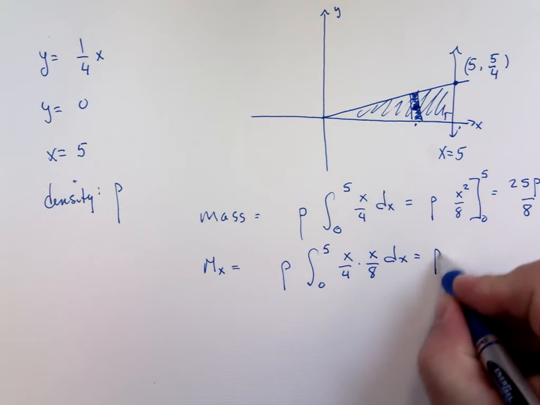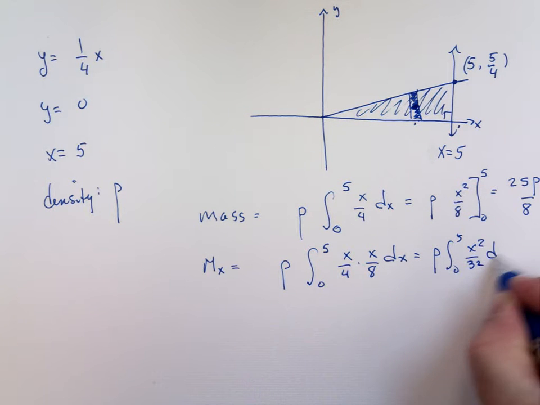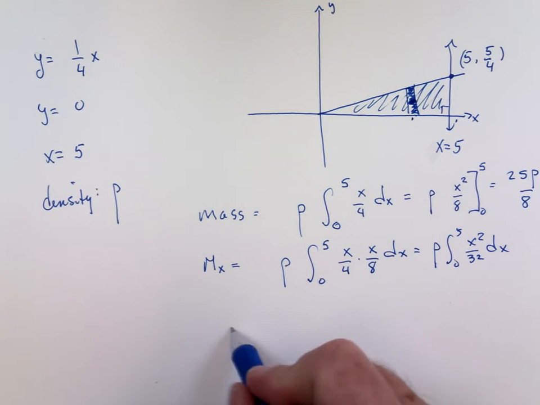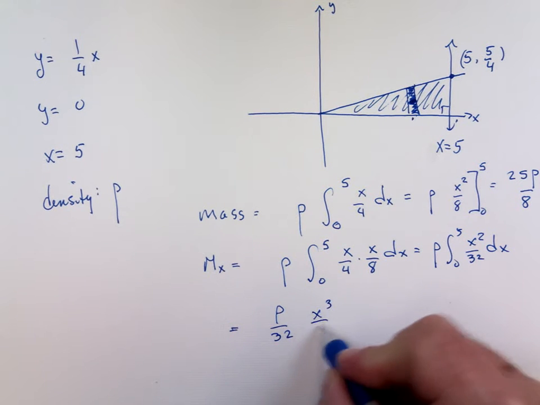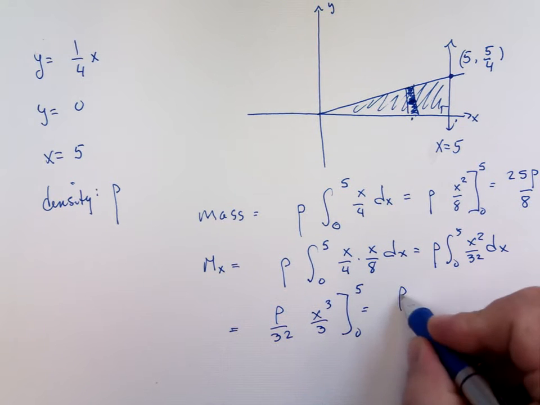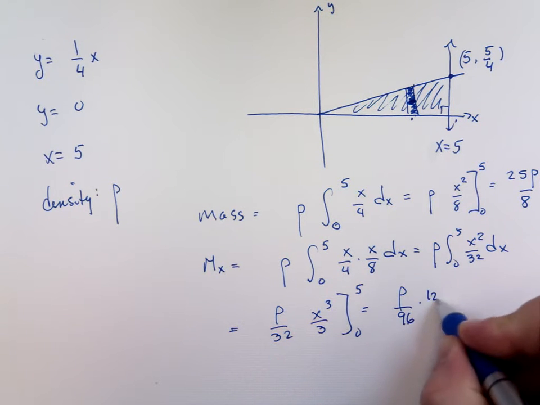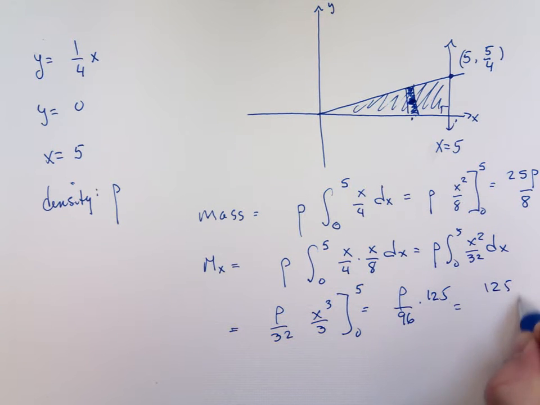So 0 to 5, x squared over 32. Take the 32 out, get x cubed over 3 from 0 to 5. You get rho over 96 times 125. 0 cubed gives a 0. So you get 125 rho over 96.